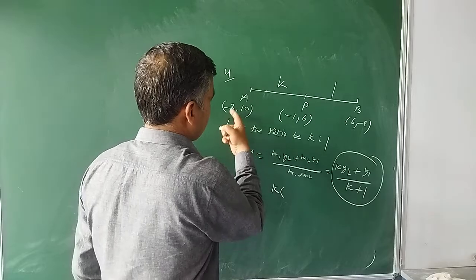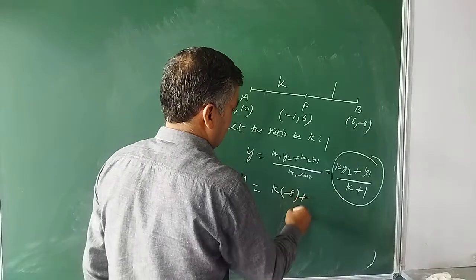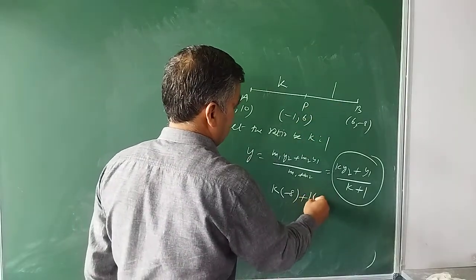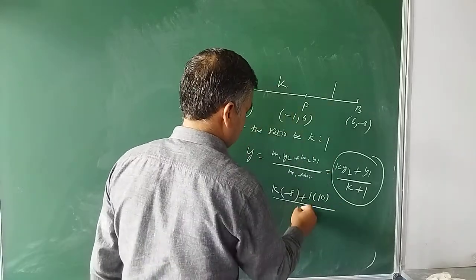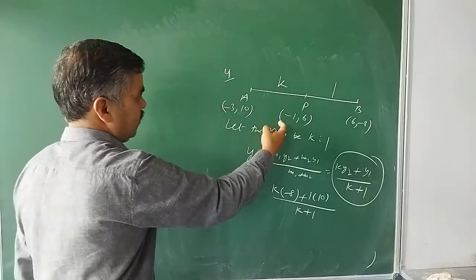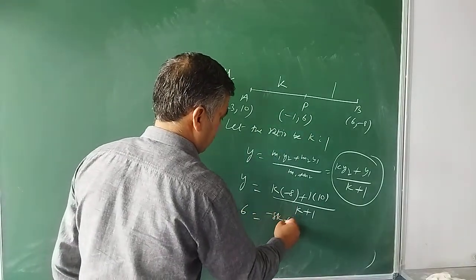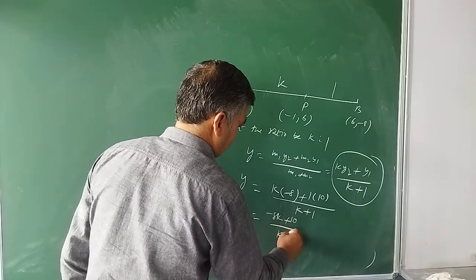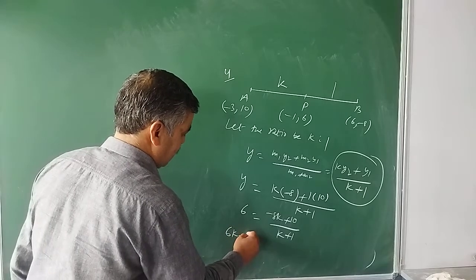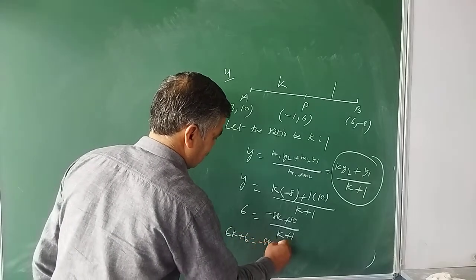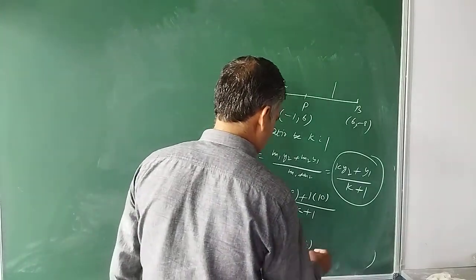k y2, that is minus 8, plus m2 is 1 only and y1 is 10 here, upon m1 plus m2, that means k plus 1. And what is the value of y? That is given equal to 6. So this is (minus 8k plus 10) upon (k plus 1). If I do the cross multiplication, I will get 6k plus 6 is equal to minus 8k plus 10, which implies 14k is equal to 4.